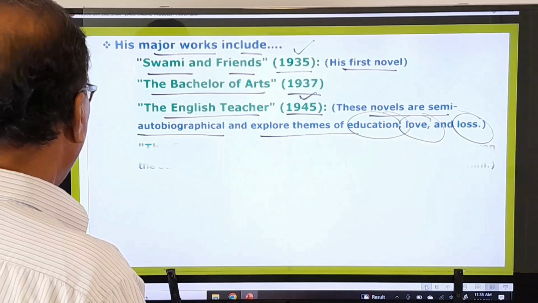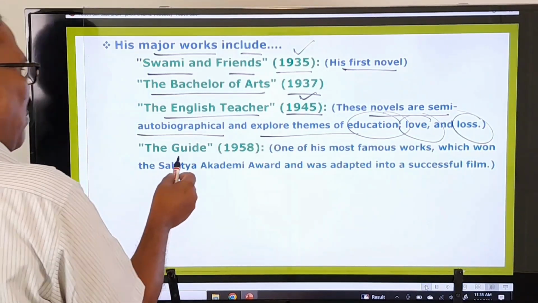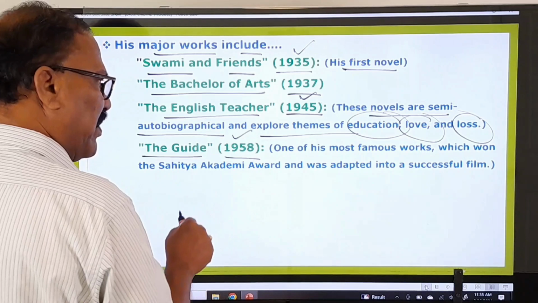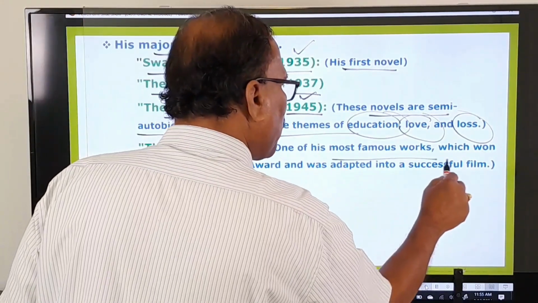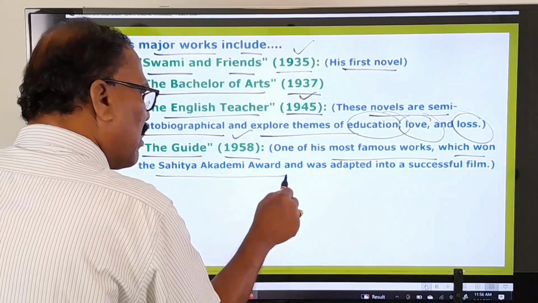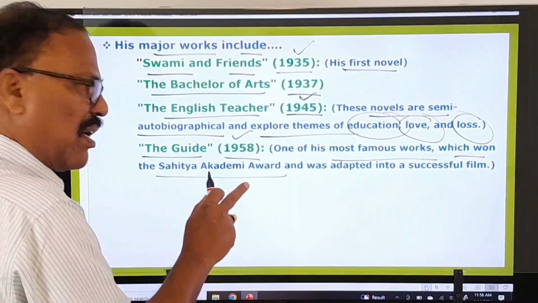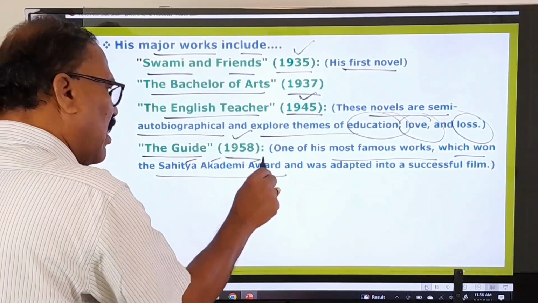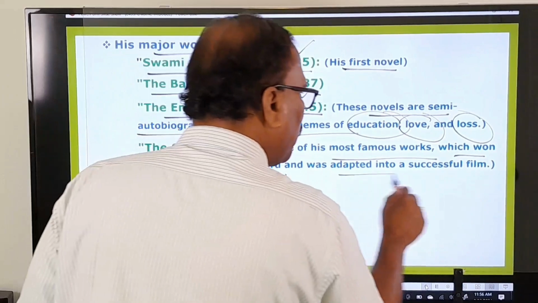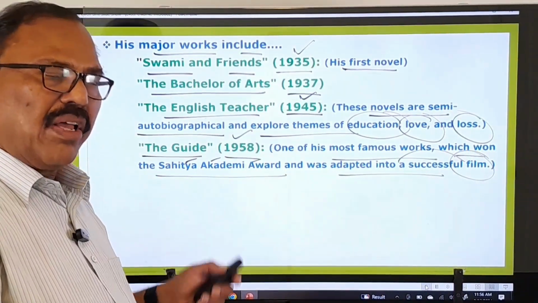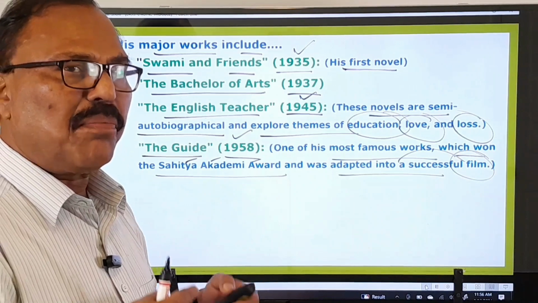Right. And here another important novel of this great writer is The Guide. It was published in 1958. One of his most famous works, which won the Sahitya Academy Award. And for this Guide in 1960 or so, he received the Sahitya Academy Award, and it was adapted into a successful film also. And basing on this Guide, a movie was also produced.